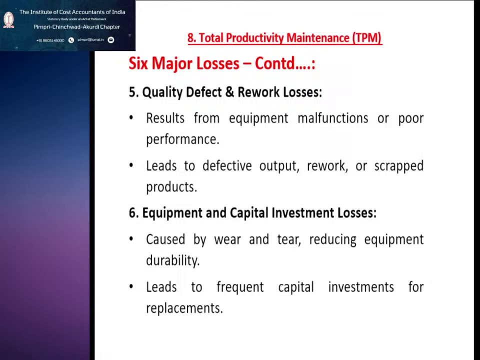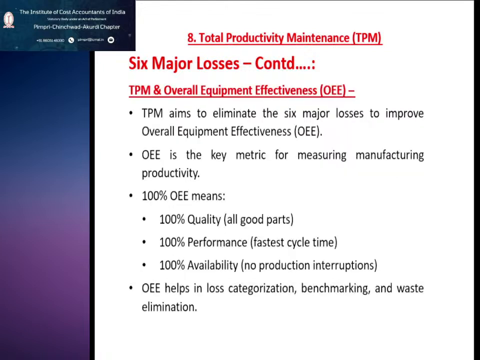So that is because of the wear and tear. Another aspect over here is that it leads to frequent capital investments for replacement. Because of the wear and tear and the aging of the machinery, frequent capital investments are essentially needed, and a drain on finances also happens at times because of the replacements or overhauling of the entire machinery setup. So let's understand how TPM tackles such major losses now.